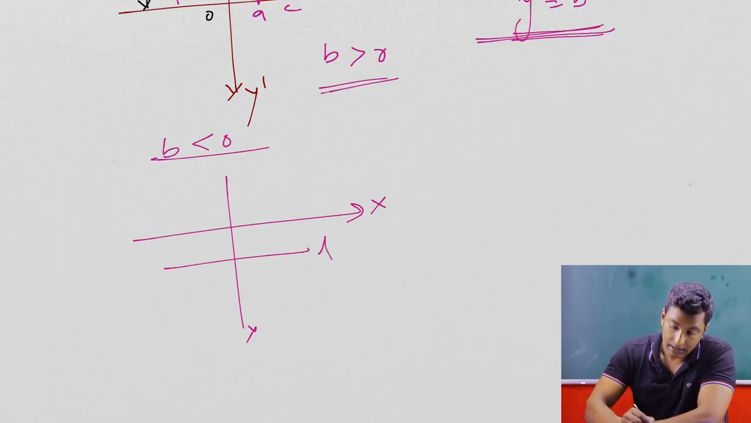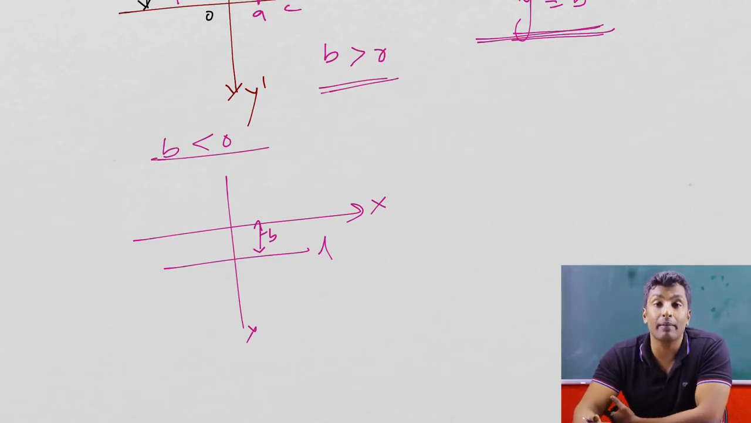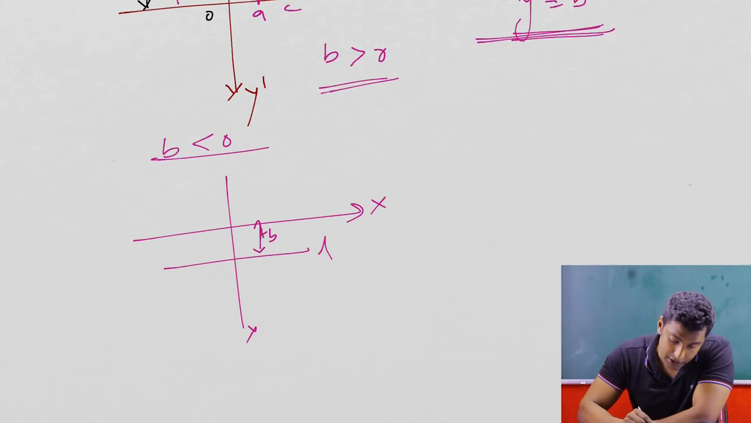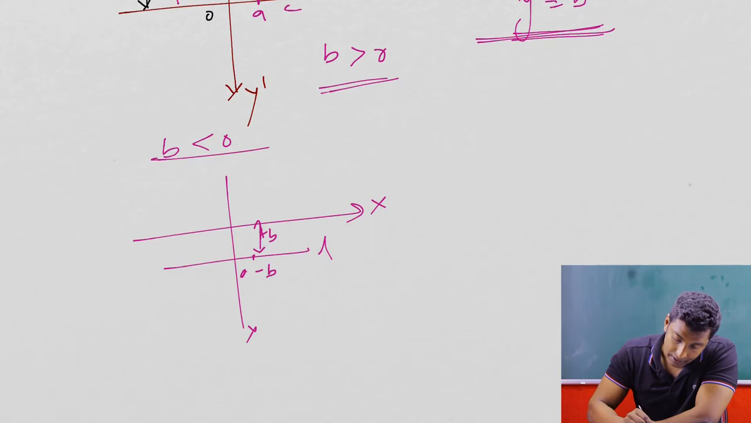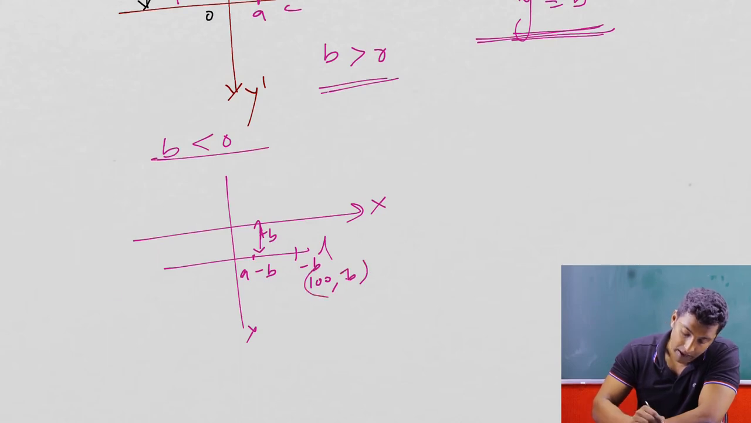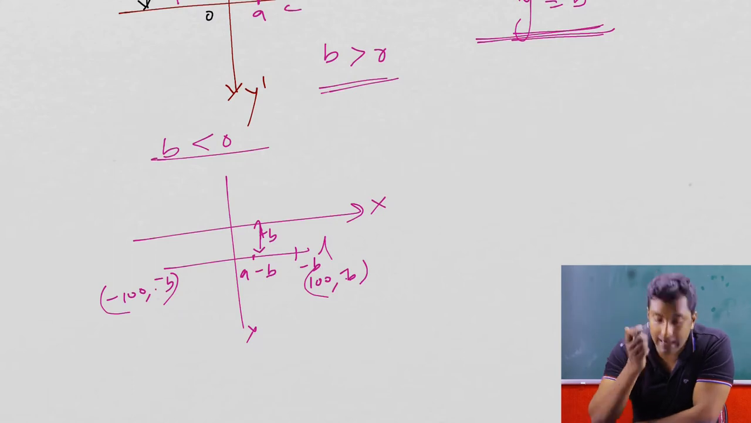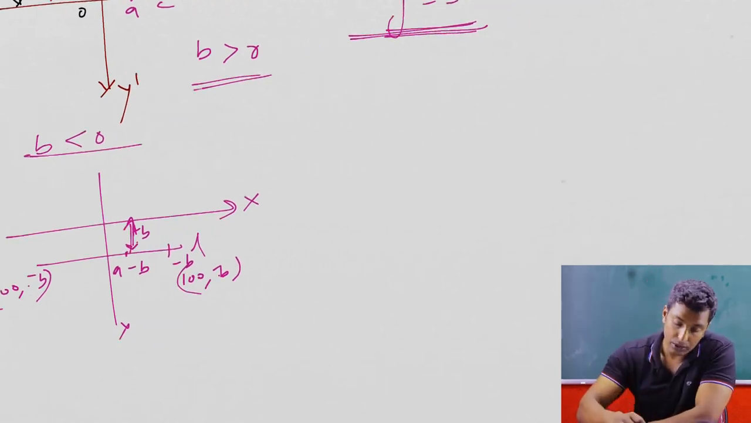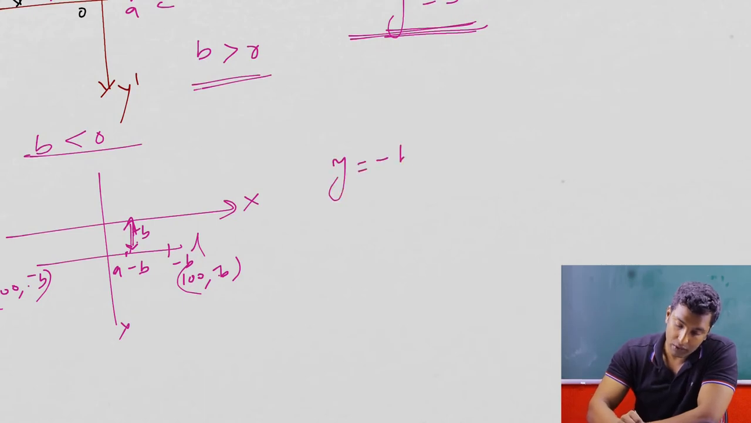Okay, so this is your line L. So this distance is b, that is minus b. Anyway, length can't be negative, right? So I can't write distance as negative, so this distance is always positive. But when I write the coordinates, the y coordinate will always be negative b. It can be 100 and minus b, or minus 100 and minus b. So the point is, the y coordinate is always negative because the distance is b and that is in the negative direction, right? So my equation of the line will be y equal to minus b.